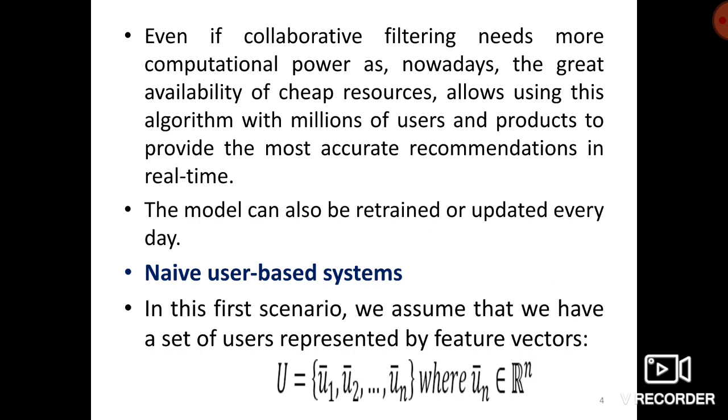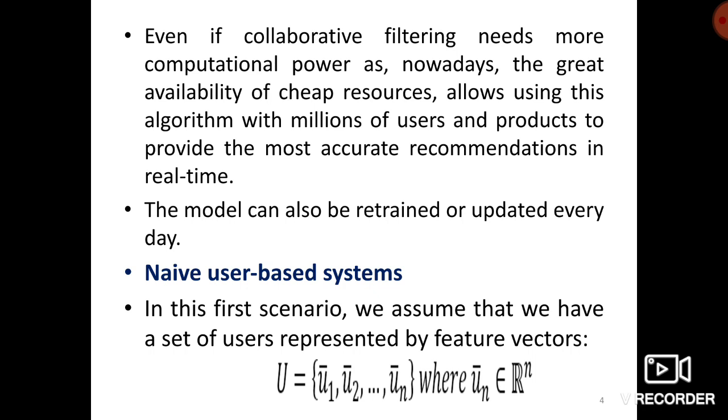Even if collaborative filtering needs more computational power, nowadays with the great availability of cheap resources it allows using the algorithm with billions of users and products to provide the most accurate recommendation system in real time. The model can be retrained or updated every day. Now, naive user based system.